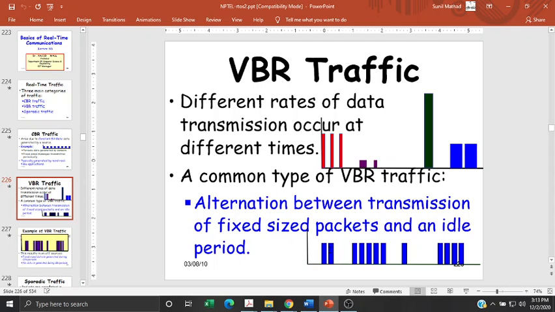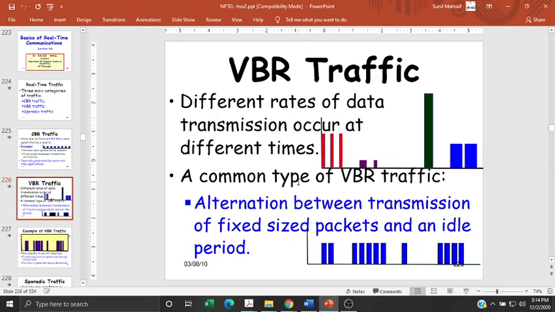Next is VBR traffic. VBR is variable bitrate traffic. Different rates of data transmission at different times. So the amount of data is different at different instances of time. You see the pink pillars and purple, green or blue. The amounts of data transmitted at different instances of time are different. They are not fixed and hence variable. Or there can be larger gaps of silence. So the gaps between any two transmissions are variable. Both add to variable traffic.